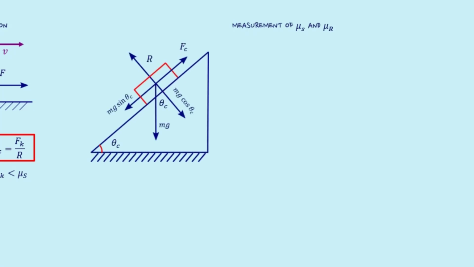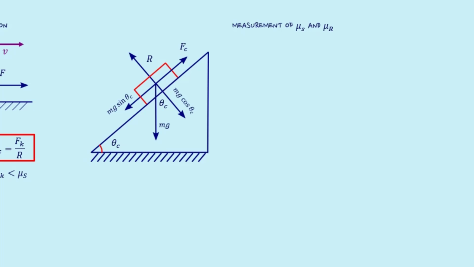For the measurement of the coefficient of static friction, let us consider a block of mass m placed on a plane surface. If the plane surface is inclined gradually, eventually a point is reached when the block just begins to slide. Let theta c be the critical angle at which the sliding starts. In that condition, the block will undergo the forces due to its mass and limiting friction.